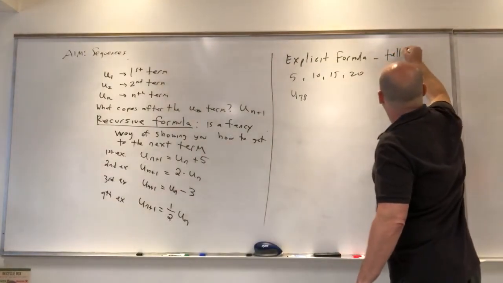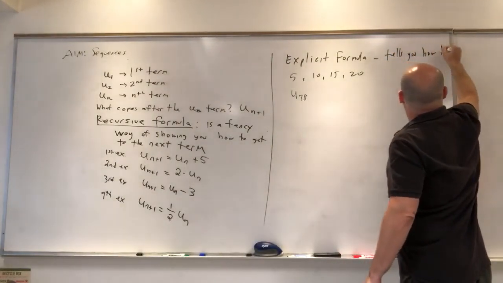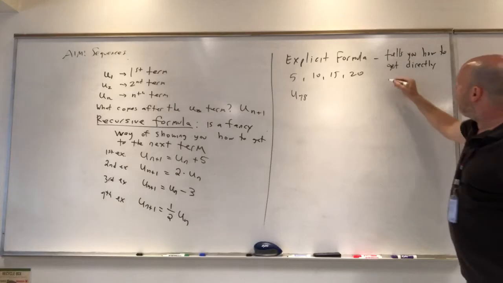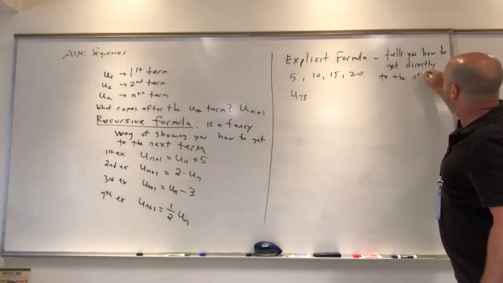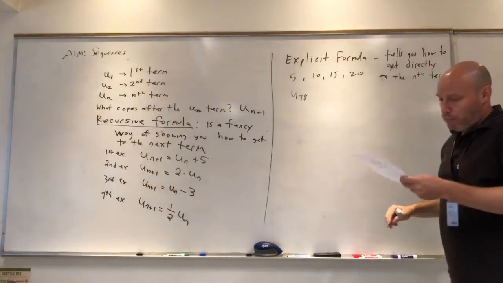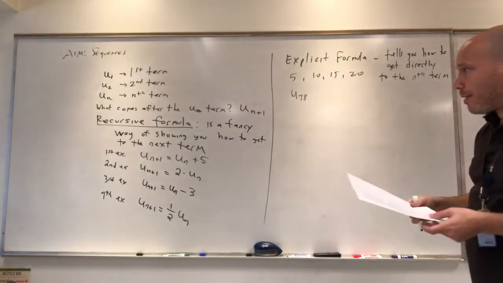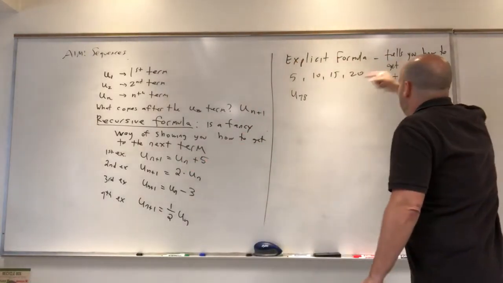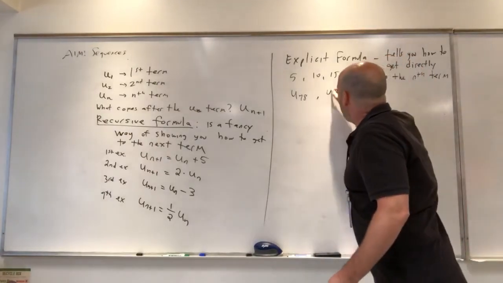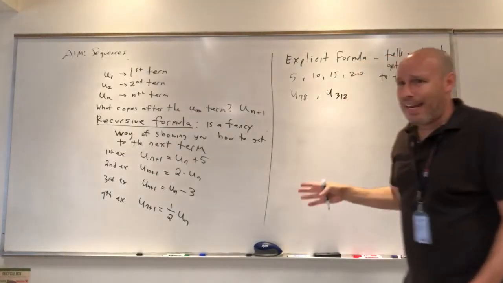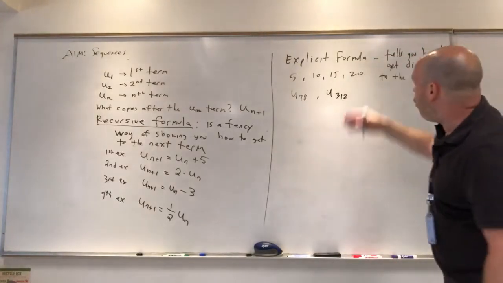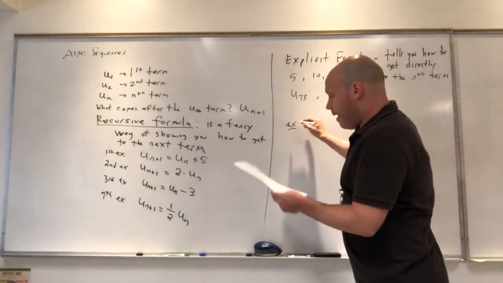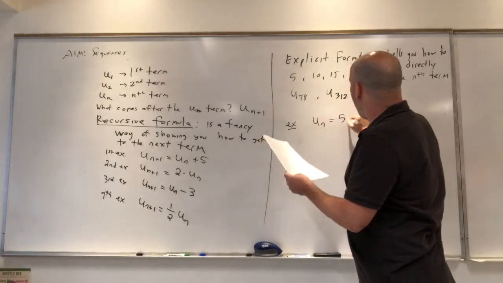It basically tells you how to get directly to the nth term. And that's much more convenient for us because, once again, that's great that I can keep adding 5s, but I'm not adding 5s 78 times. I might ask you U of 312. You're not adding 5 312 times. So the question is, what does an explicit formula look like? It would look something like this. An example is U of n equals 5n plus 3.